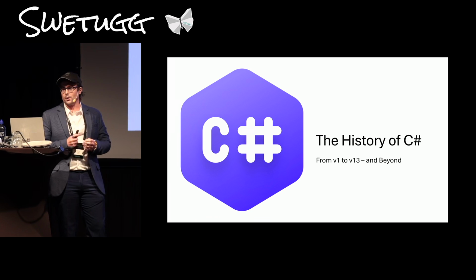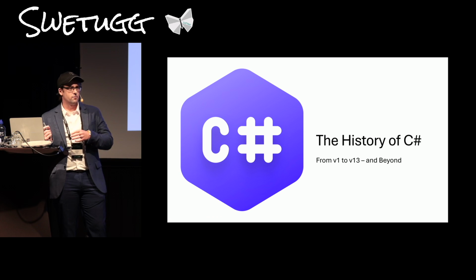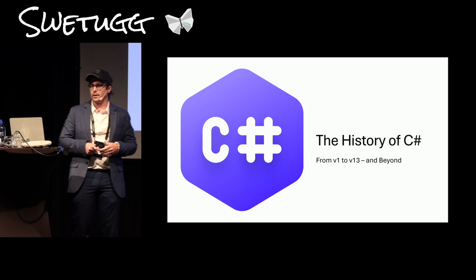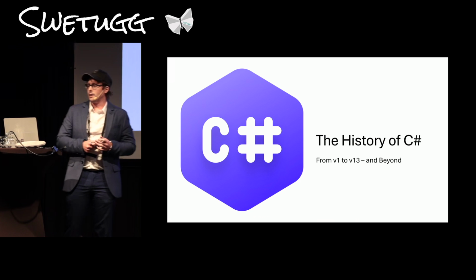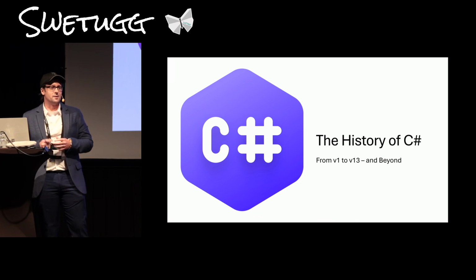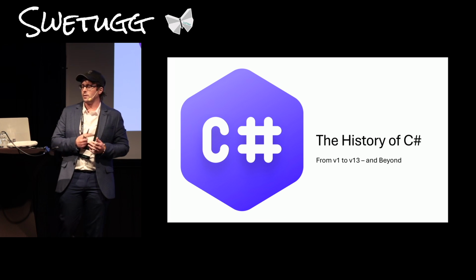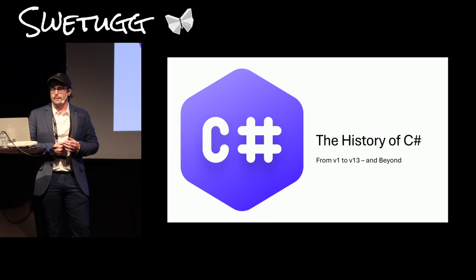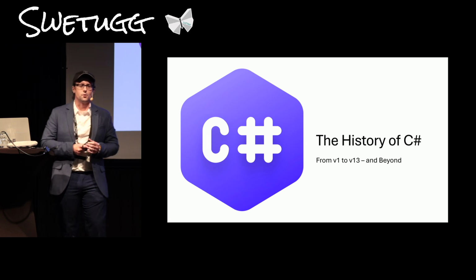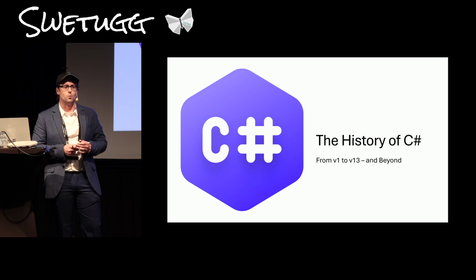So today we're going to look at the history of C Sharp. On the website it says version 1 to 12, but they decided to let us know what's in 13 after I submitted the talk. So it's actually up until 13, the latest version coming out next month. Just to check the room, hands up, how many has worked with .NET and C Sharp for more than 10 years?